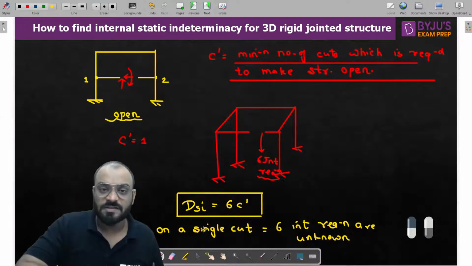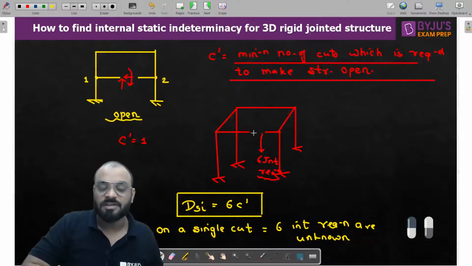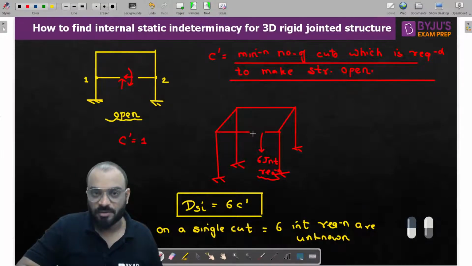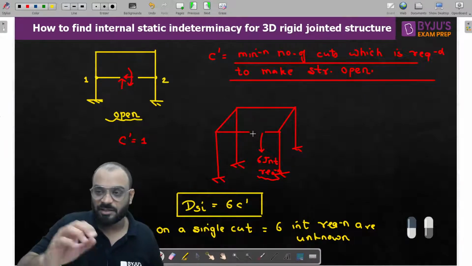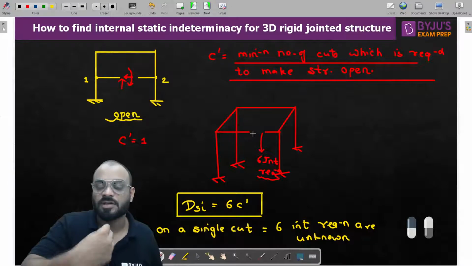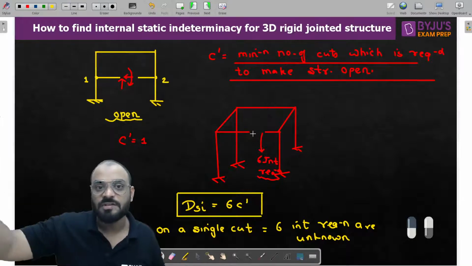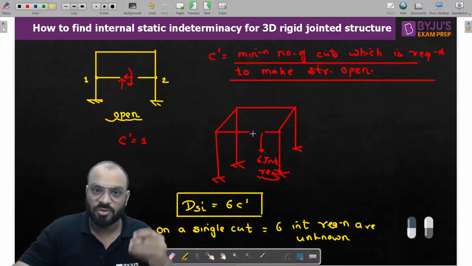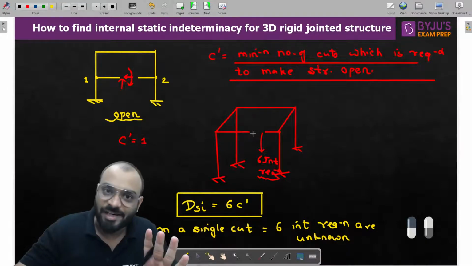If you cut a structure which is a 3D rigid jointed structure, and you cut a member, guys, there are 6 internal reactions which are unknown to us, right? But if we have C dash number of cuts which is required to make a structure open, then what should be the value of DSI? It is nothing but 6 into C dash. And why is it so? Because open structures are always internally determinate in nature.